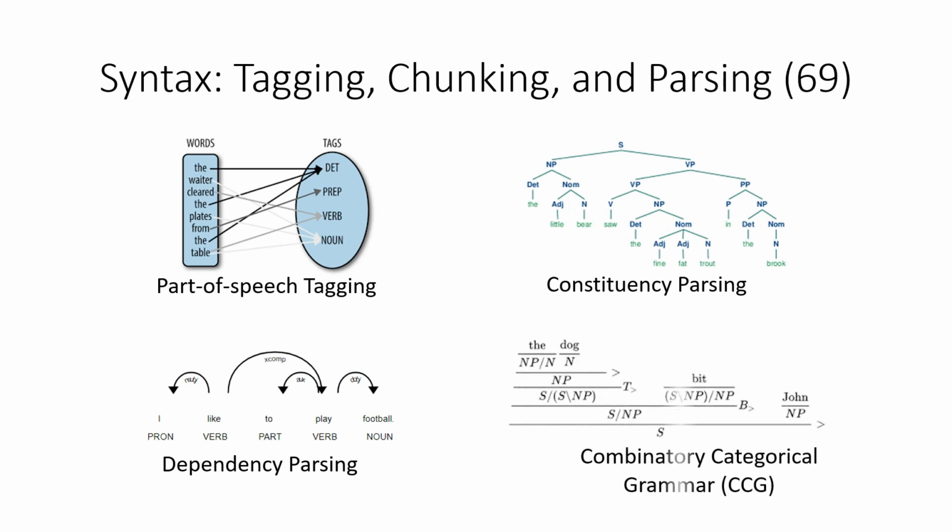Another type of grammar is combinatory categorical grammar, CCG, which is based in mathematical logic. And researchers in this area explore how to improve our tools for generating these types of parse trees and how they can be useful for downstream applications.